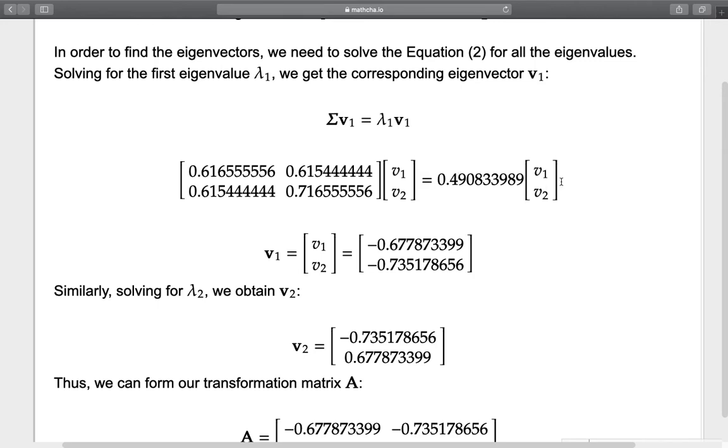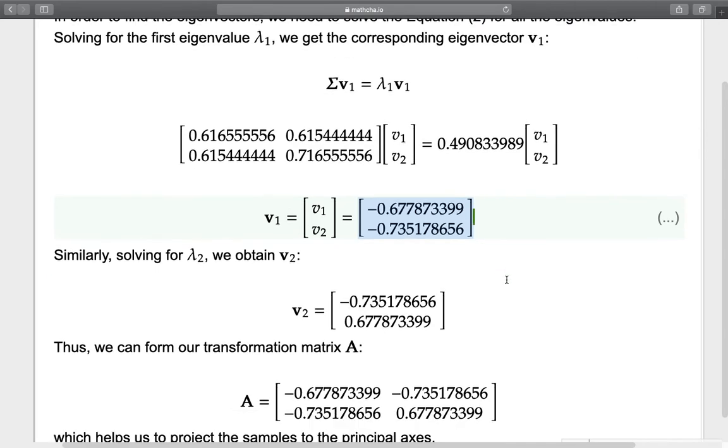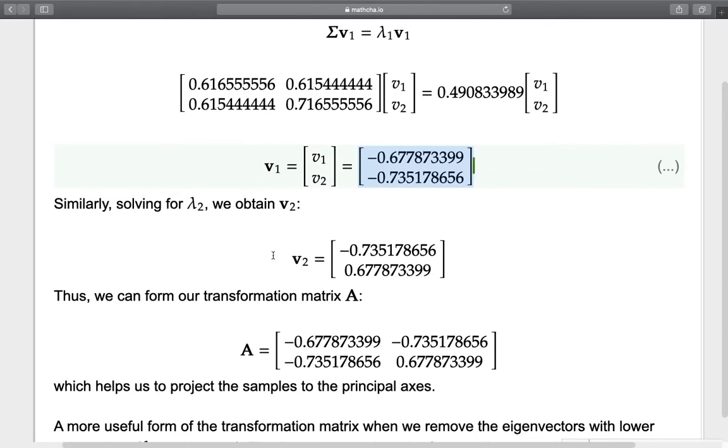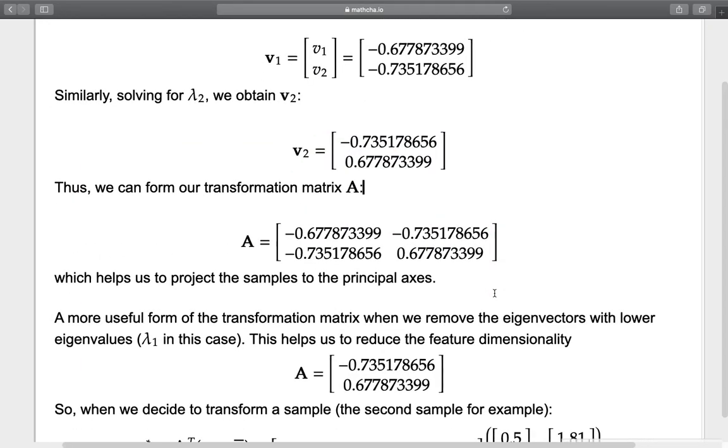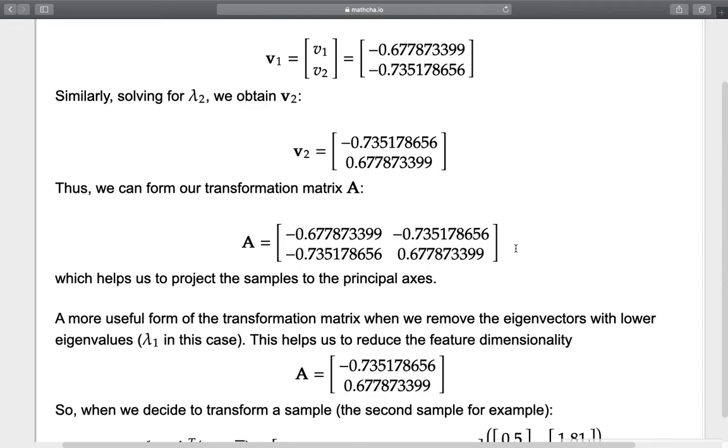and when we solve for v1 and v2, the components of our eigenvector, we will get these values. Similarly, for solving lambda 2, we will obtain this eigenvector. Thus, we can form our transformation matrix A with both of the eigenvectors. However, this will not be useful since it doesn't reduce the dimensionality of our data.